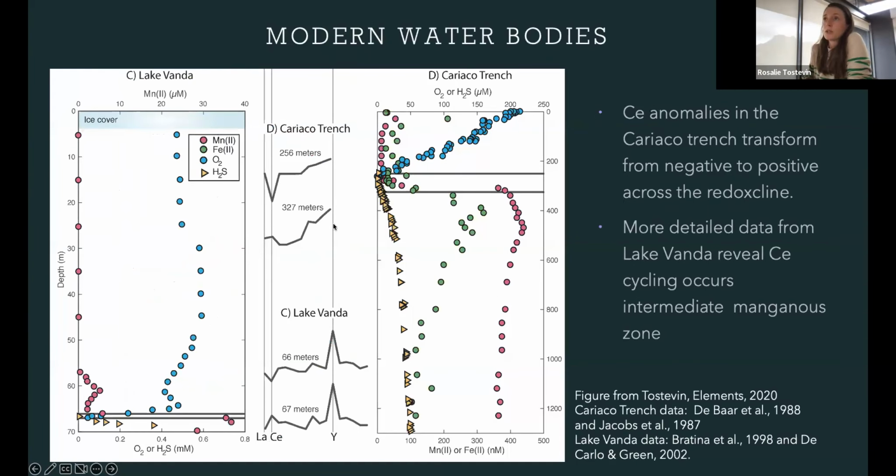These are just a few case studies from modern settings. So obviously modern anoxic environments tend to be quite biased towards lakes, which are commonly stratified, such as Lake Vanda in Antarctica, but we also have some marine restricted basins which are driven towards anoxic conditions, such as the Cariaco Trench. So in Lake Vanda, the oxygen concentrations in blue start to decline about 66 meters.